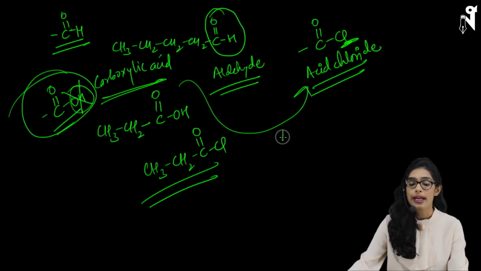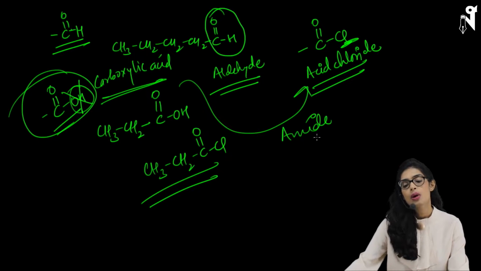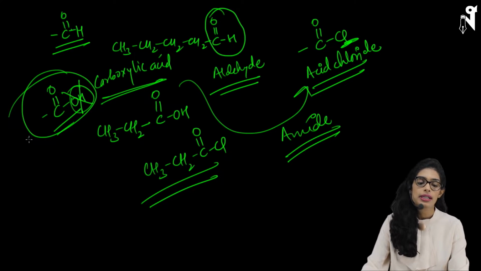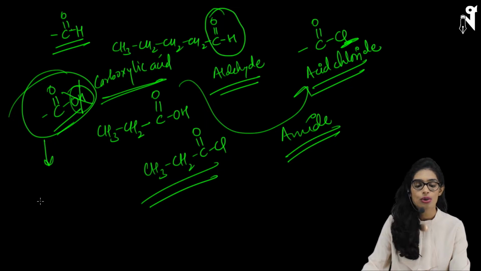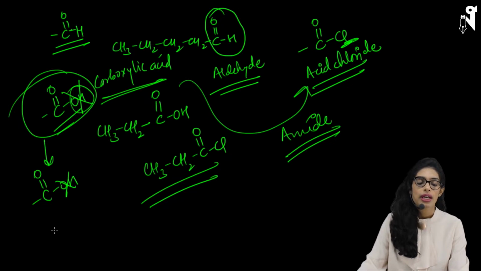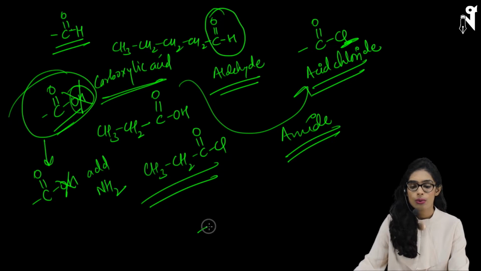Next is the amide group. What is the amide group? The amide group is again some change in the carboxylic acid group. The carboxylic acid group was COOH. You remove OH and add NH2. So CONH2.